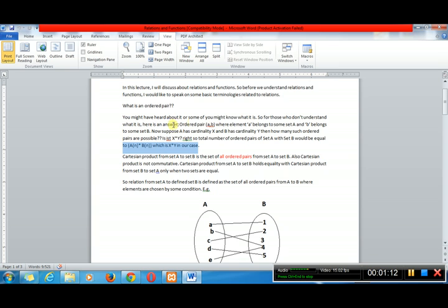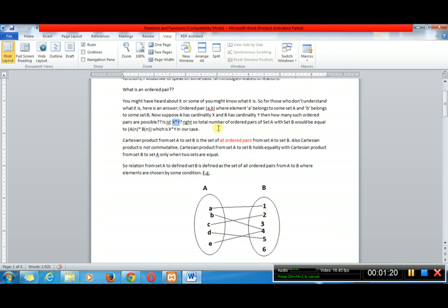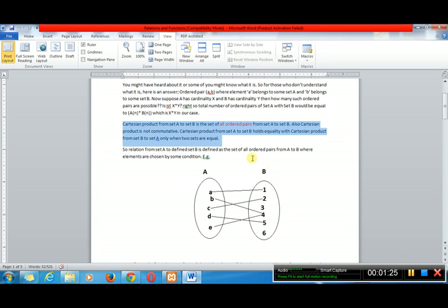So we know the Cartesian product now. The Cartesian product is the set of all possible ordered pairs from set A to set B, and it can be written like this. Okay, you understand the Cartesian product now.